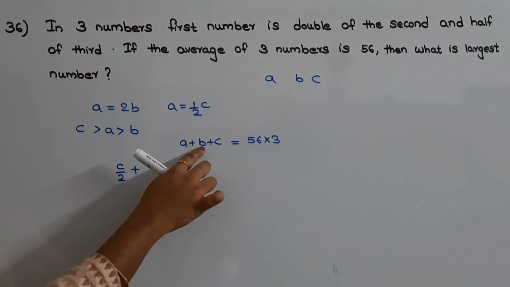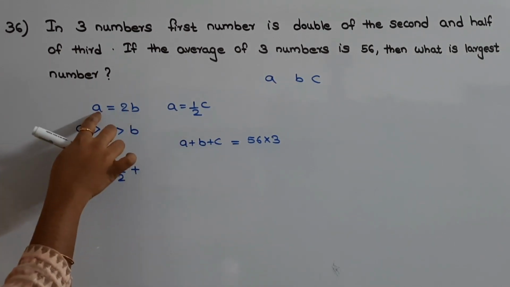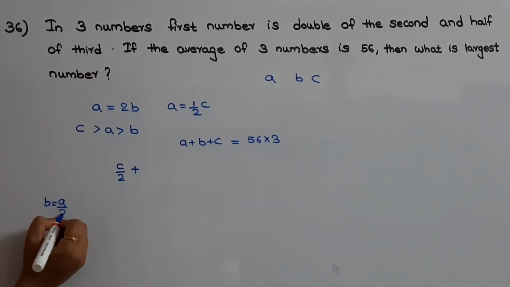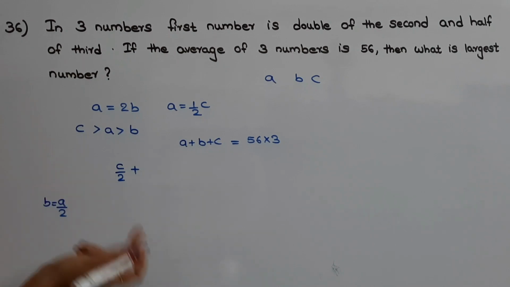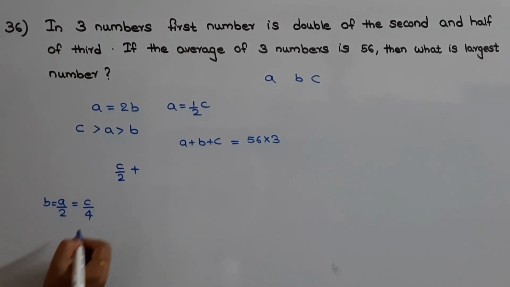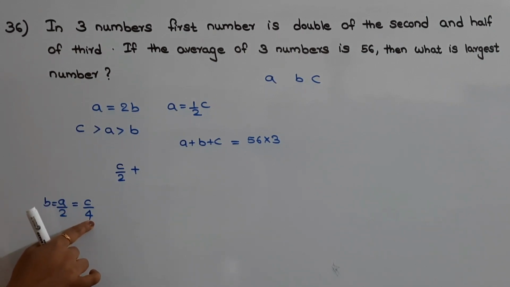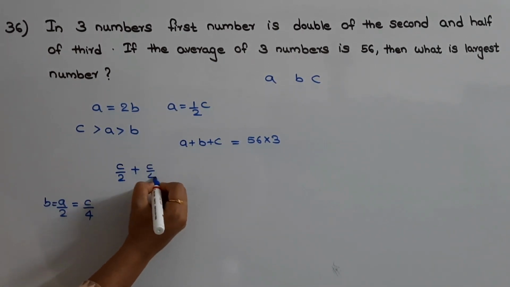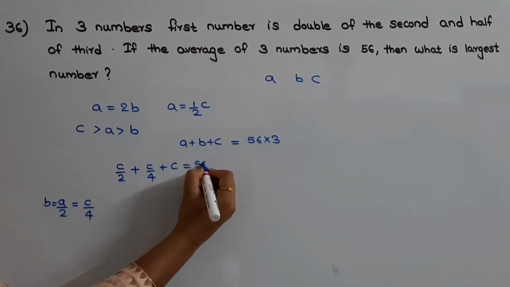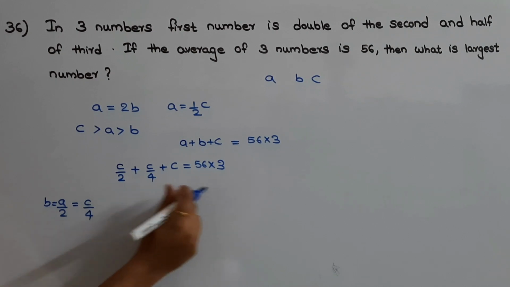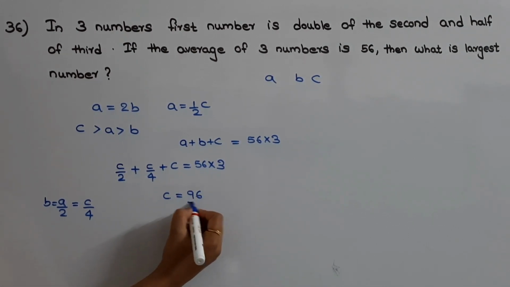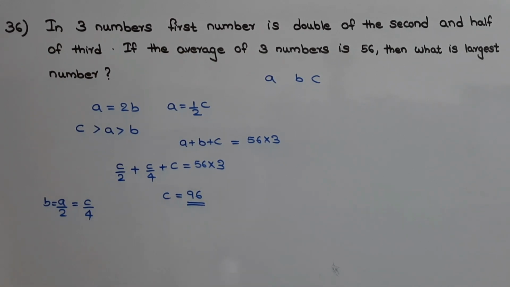Then how can we write B? B is A by 2. B is equal to A by 2 and A is C by 2. So this we can write as C by 4. So we can write B as C by 4. Then plus C, this is equal to 56 into 3. Now on solving this equation, we will get the value of C as 96. So the largest number is 96.